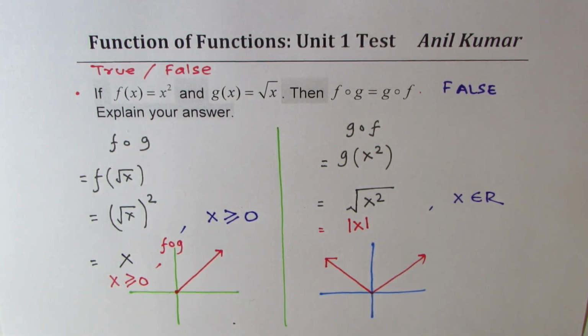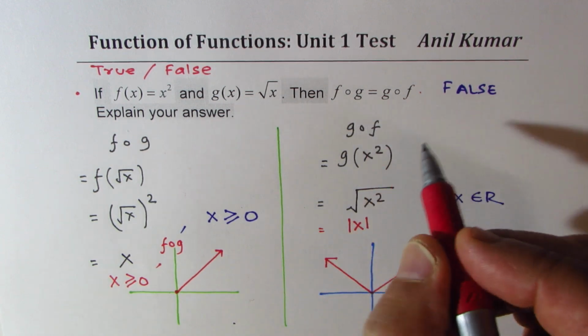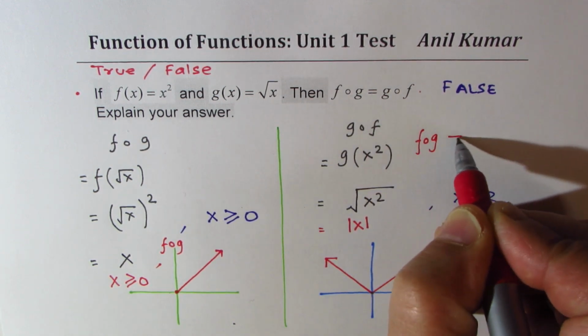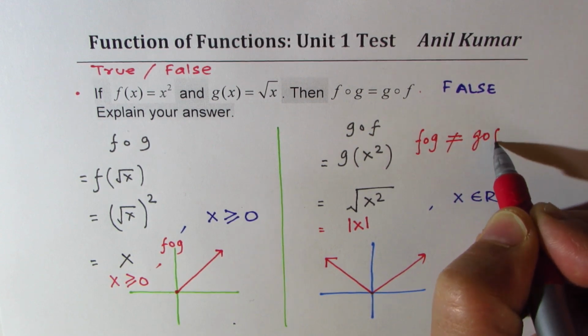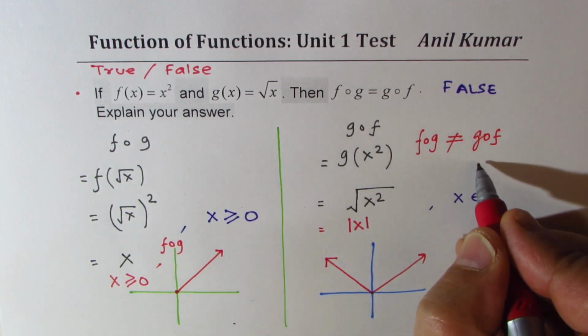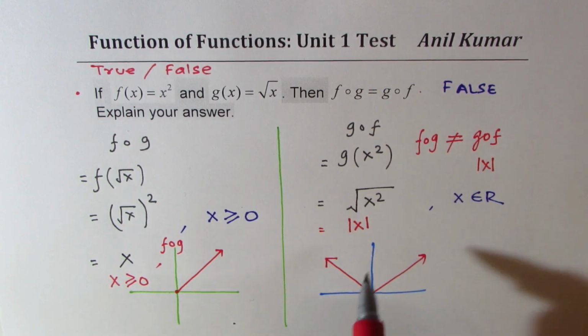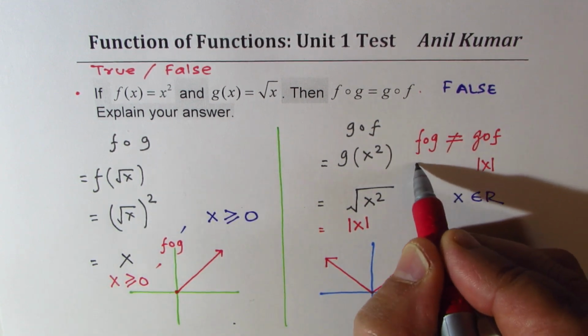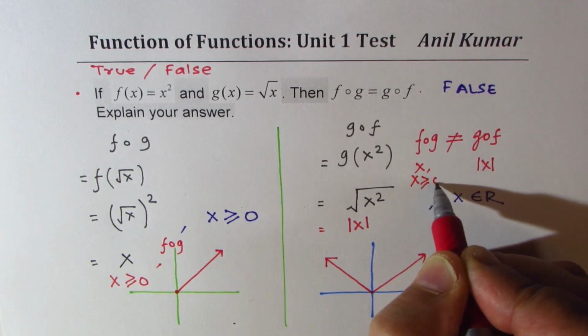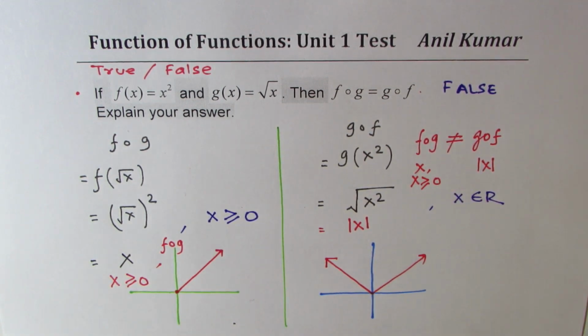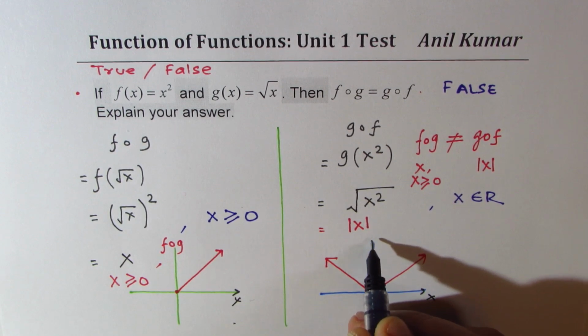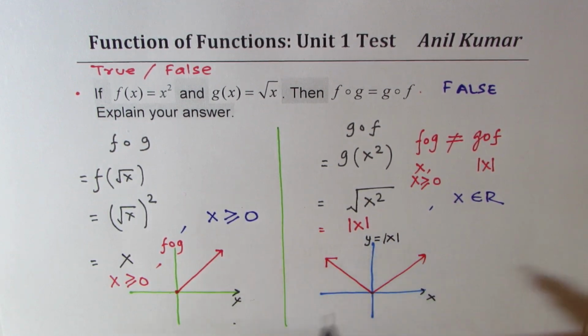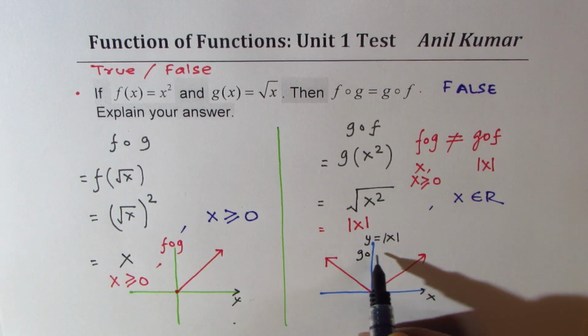So what you notice here is that they are not equal. So what we see here is that f of g is not equal to g of f. And g of f is basically absolute value of x. However, f of g is equal to x where x is greater than or equal to 0 as shown here, right? So I hope that helps you to understand the whole concept. So I've tried to show you with the help of a graph and also algebraically what these functions represent, right? So this is y equals absolute value of x, which is g of f.